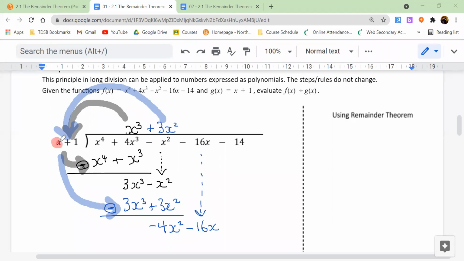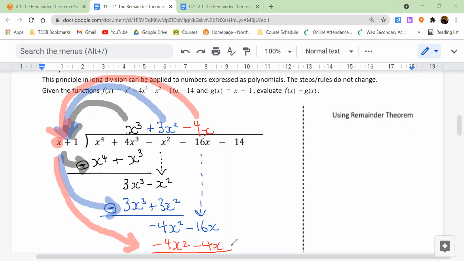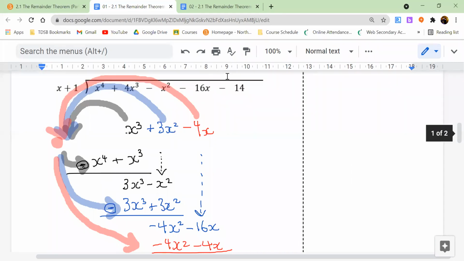I'll use red. What do I have to multiply with x to get negative 4x squared? The answer is negative 4x. And so I'm going to do this, and that will give me negative 4x squared minus 4x. And the answer is, I'm running out of space. So you can try to figure that out on your sheet. I am going to navigate myself away. It's going to make this a little messy, but bear with me.